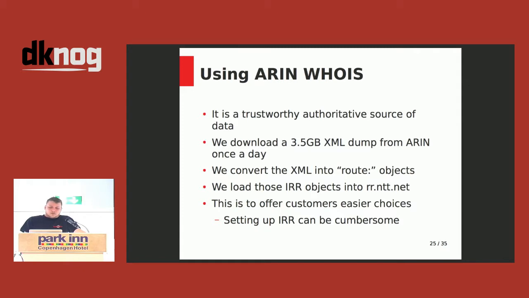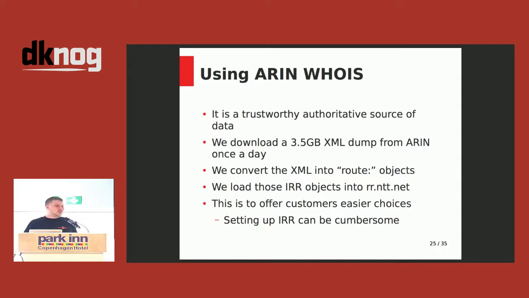So the cool thing about ARIN whois compared to the ARIN IRR is that the whois database is actually tied to the owner of the prefix. So it is a trustworthy, authoritative source of data. And what we do today is we download the entire ARIN whois database. That's roughly 3.5 gigabytes of XML. Then we use regular expressions to convert the XML into route objects. Some of you may cringe at the thought of parsing XML with regular expressions, but it's the fastest way to do this.